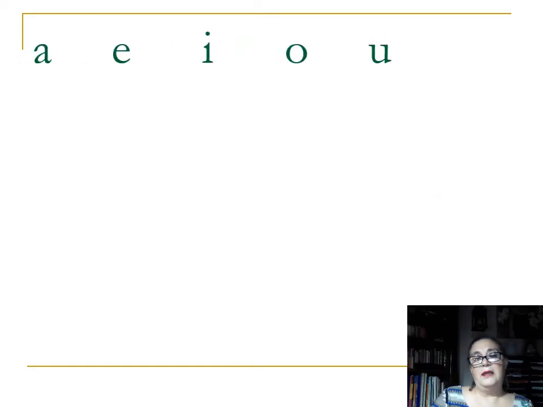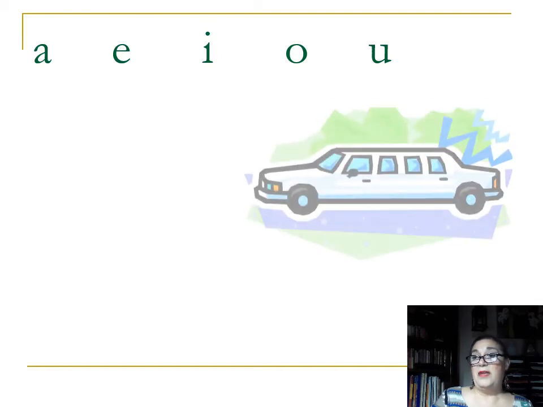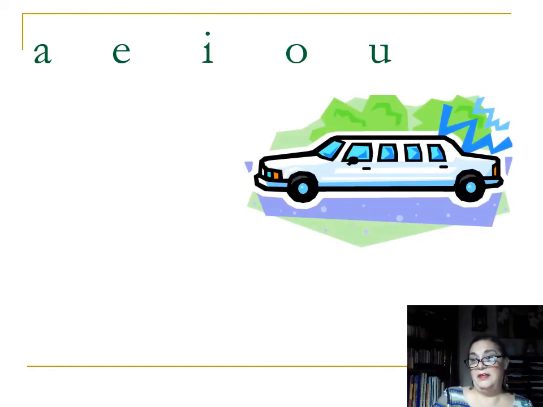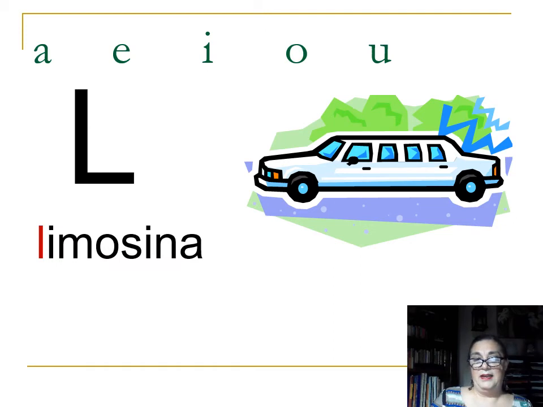So this is not a foreign consonant. Let's continue with the rest of them. Remember that we have two of them only. The ka and doble u. But here, L is the same as English. So let's go fast. If it's L, like limousine, limosina, L, official name, la, le, li, lo, lu.